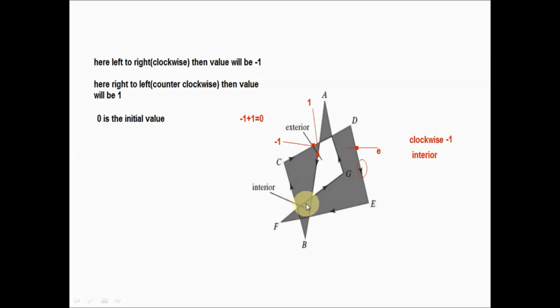So here the first edge is minus 1 and the second edge is also minus 1. So minus 1 minus 1, what is it? Minus 2. Minus 2 is a non-zero number, so that's why this is interior. Getting it, guys? You can apply the same rule for any region. You can consider any point from any region. So I hope you understood the concepts.